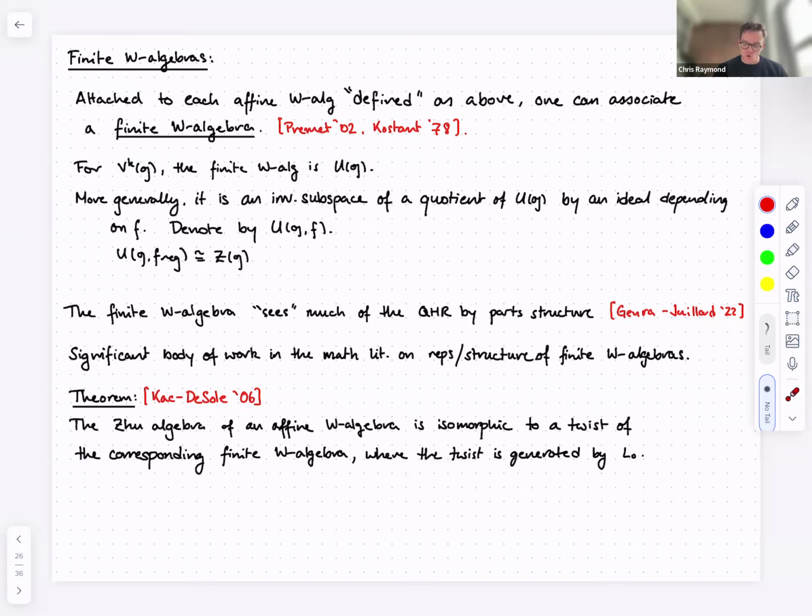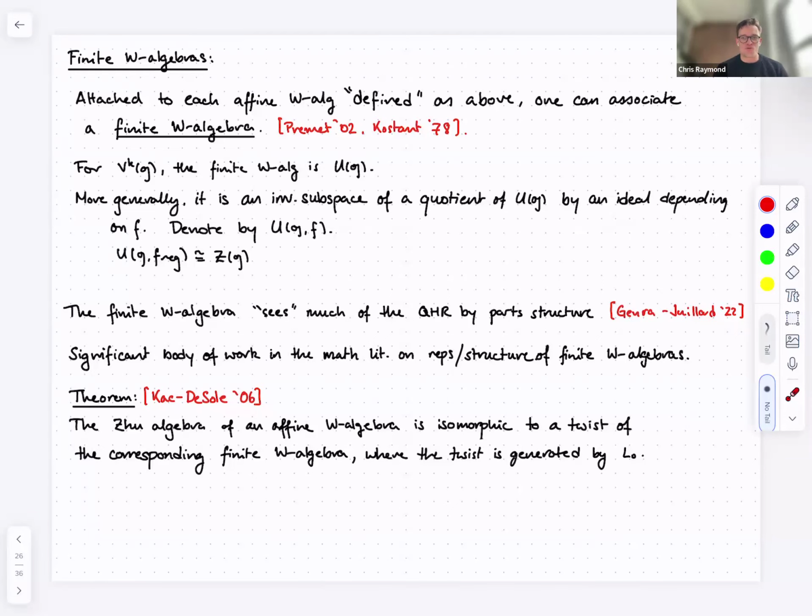There was some previous work that looked at some type A cases by Madsen and Ragoucy from, I think, the mid-90s, and what they see in that example mostly comes from the Poisson algebra point of view, the classical version of a W algebra. But Naoki and Thibaut's paper does a very good job of cleaning things up and introducing some of the more modern combinatorics. And part of the benefit of this is there's a significant body of work in the math literature on the reps and the structure of these finite W algebras.